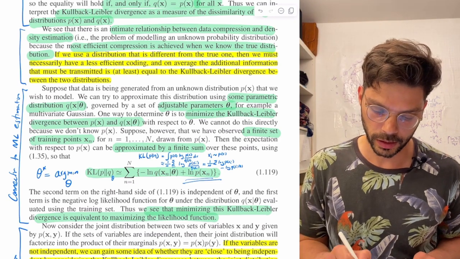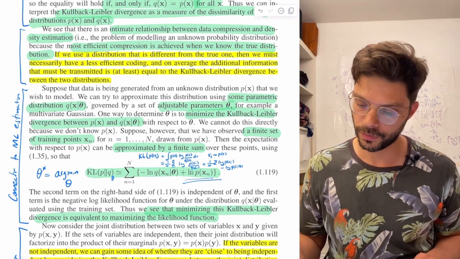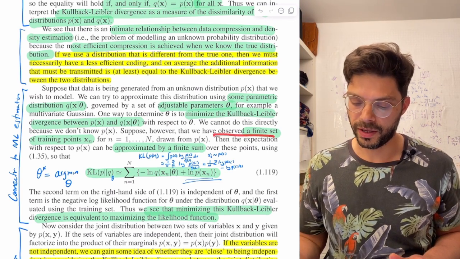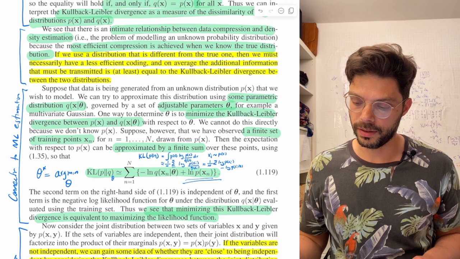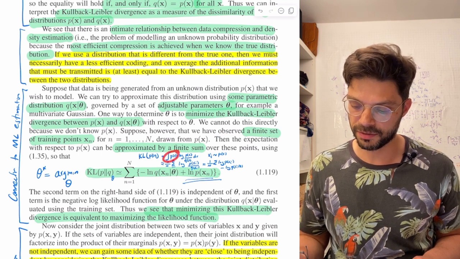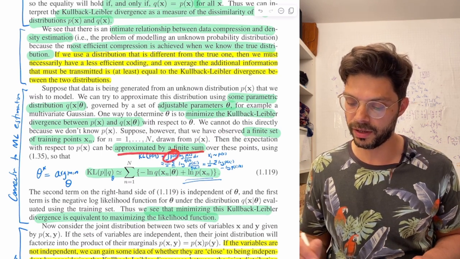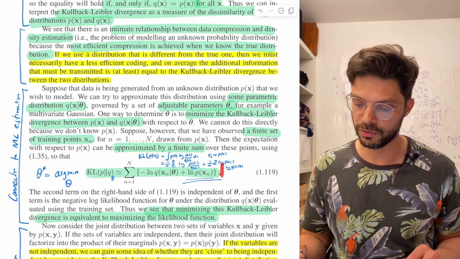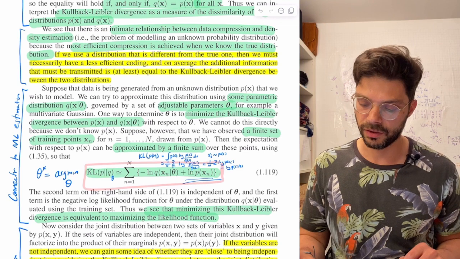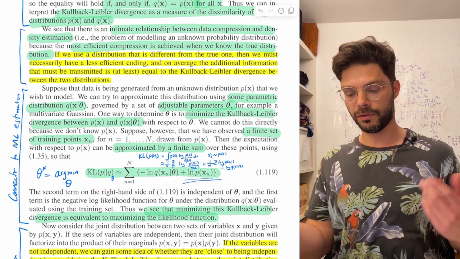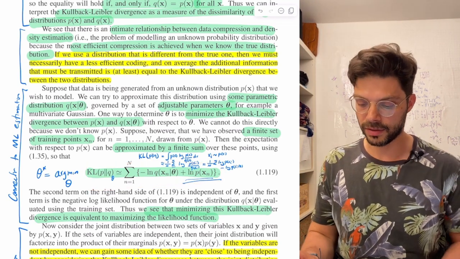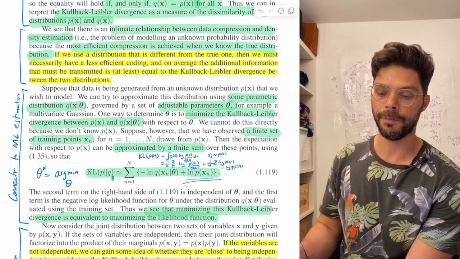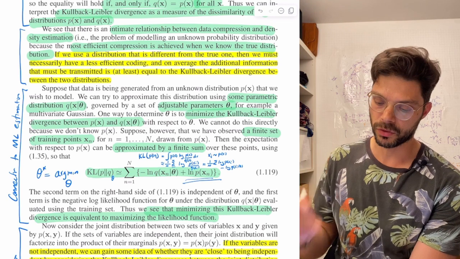So what he says is, suppose you observe a finite set of training points, then the expectation, remember this expectation here, can be approximated by a finite sum over these points, using 1.35, so that, as we just derived, the KL is this. There's a factor of 1 over n missing, but it doesn't really matter as far as the optimization is concerned. And it's approximately equal because we are replacing this integral, this average, with our average over the samples.